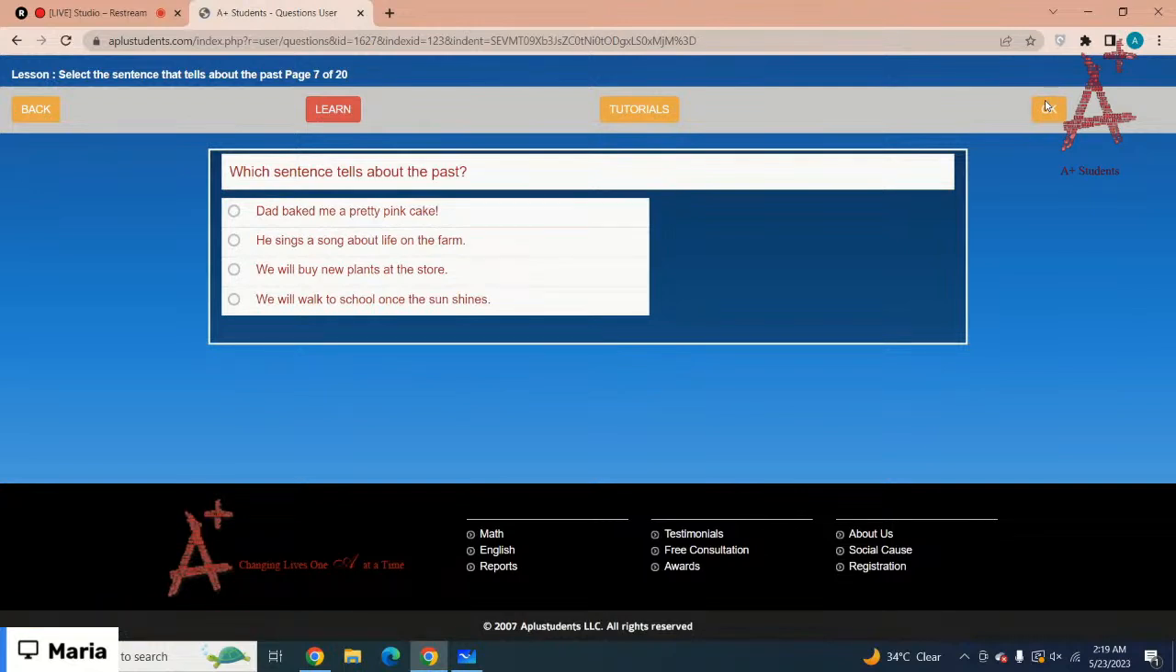Which sentence tells about the past? Dad baked me a pretty pink cake. He sings a song about life on the farm. He will buy new plants at the store. We will walk to school once the sun shines. So, which is the correct option? You have to look for the sentence with the ed. So, that would be option number 1. Dad baked me a pretty pink cake. Got it? Option number 1 is the correct option.